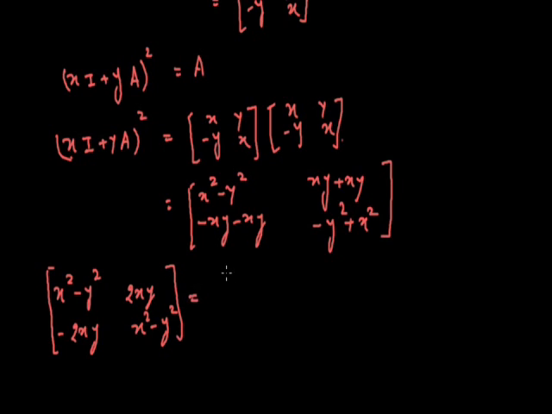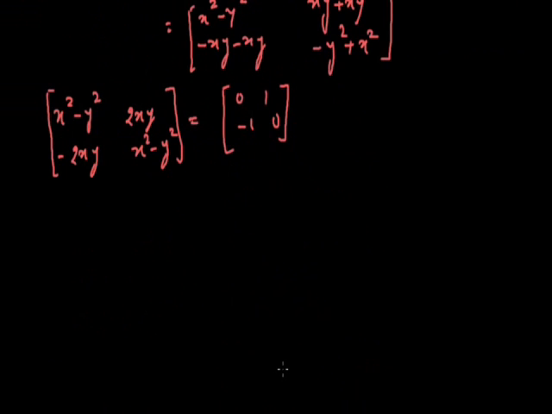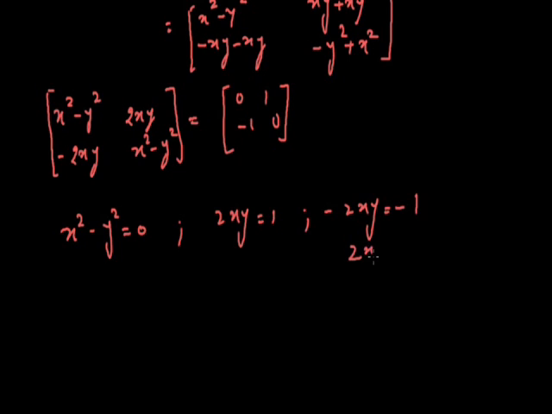is equal to 0, 1, minus 1 or 0. It is given to a 0, 1, minus 1 and 0. So if we compare or equate the equations, we get x square minus y square equal to 0, 2xy equal to 1, minus 2xy equal to minus 1. So 2xy equal to 1, x square minus y square equal to 0.